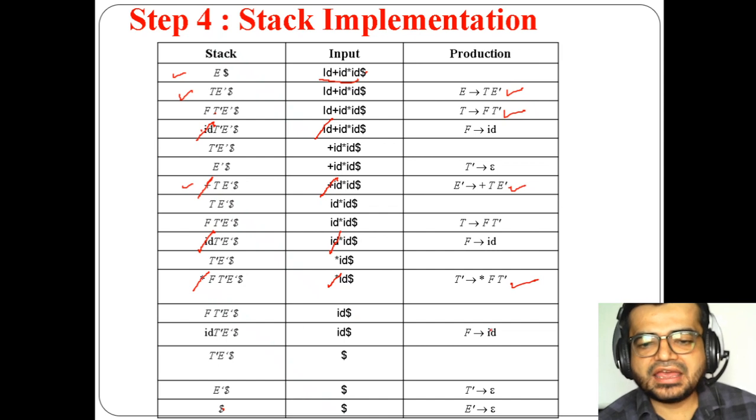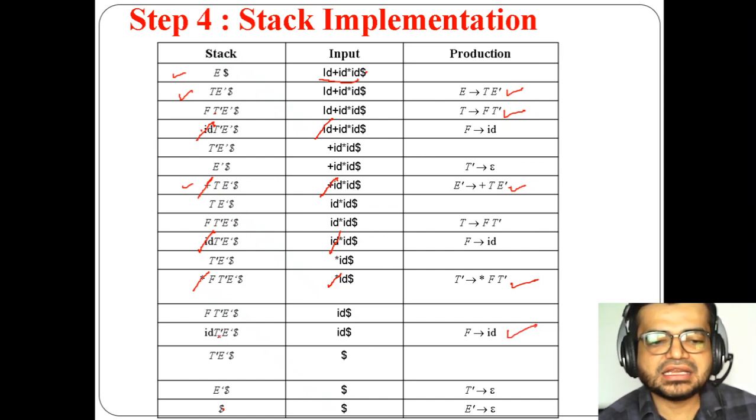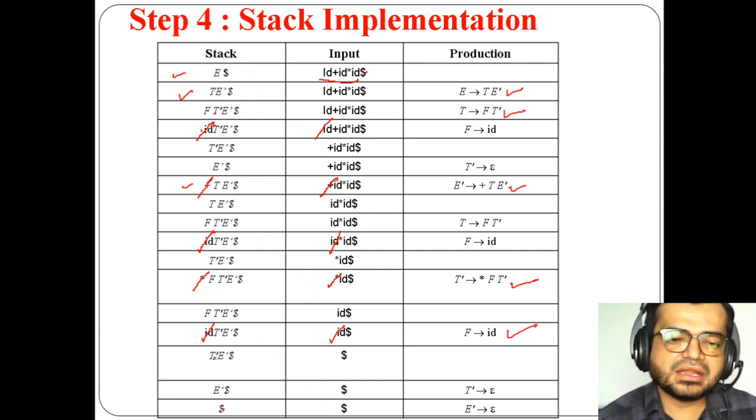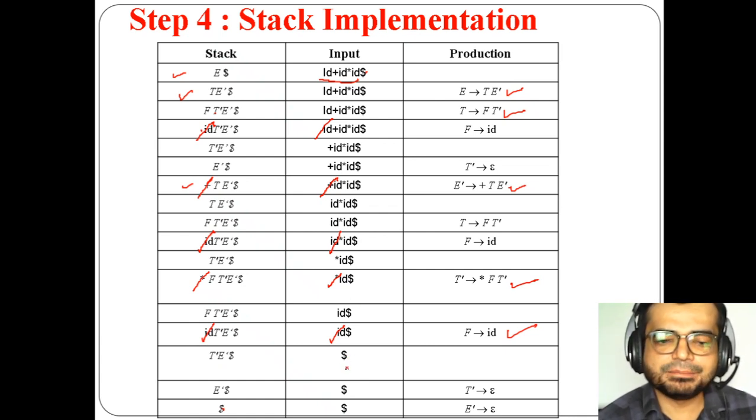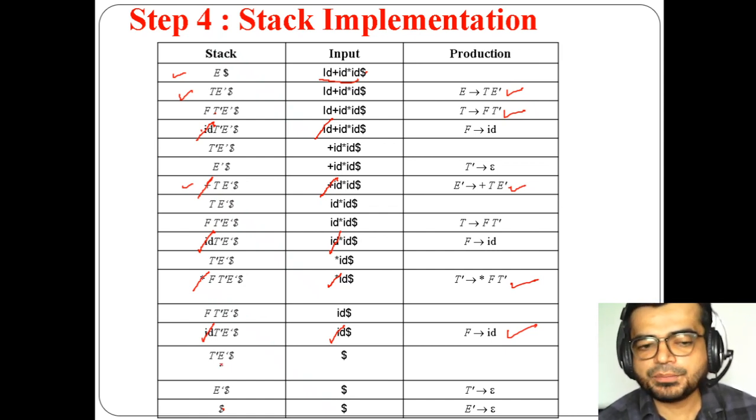Okay, again F, what is F? You have taken id. So here id T' E' dollar and id dollar. So here id and id get cancelled. So what is just remained now? It remained as T' E' dollar, and here it remained as dollar only. On the input side it is completed, but the stack also needs to get dollar, right? So we have to check whether there is any possibility.